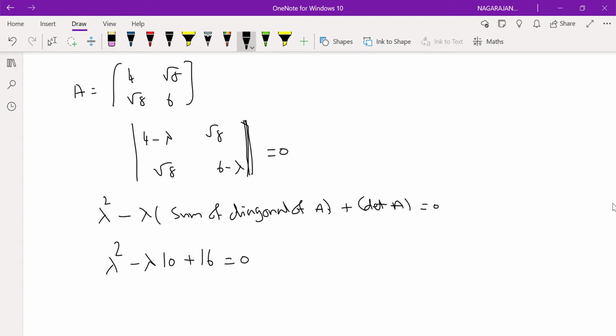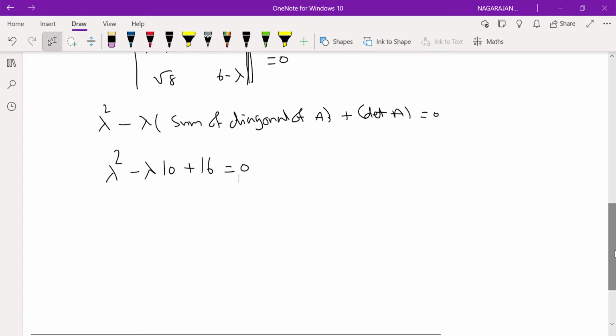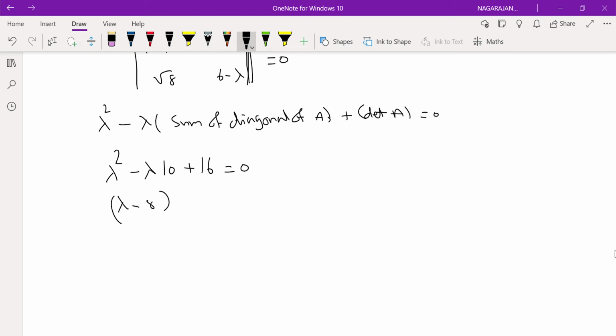So we can write the factors. Multiplication is 16, addition is 10. So (lambda minus 8)(lambda minus 2) equal to 0. So lambda equal to 8, 2. So semi major axis 8 and minor axis 2. Lambda equal to 8 and 2.